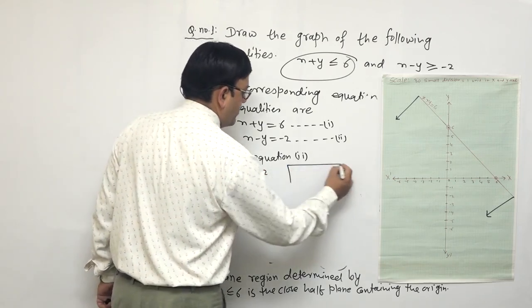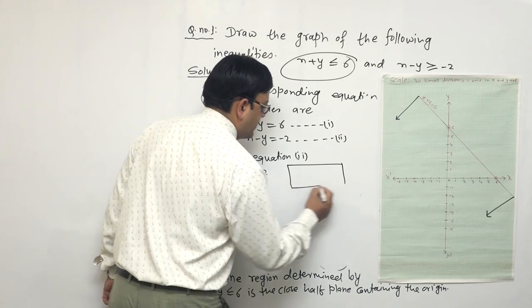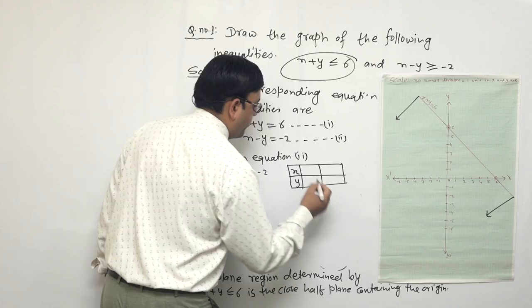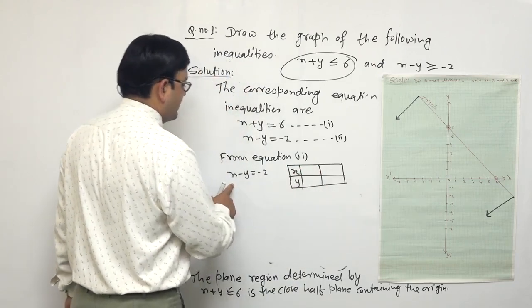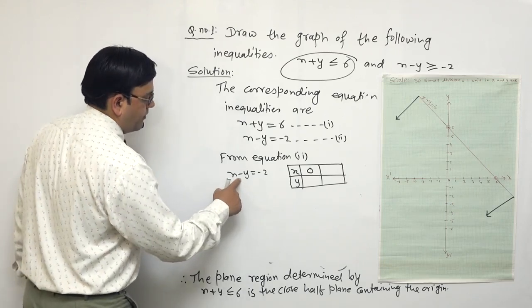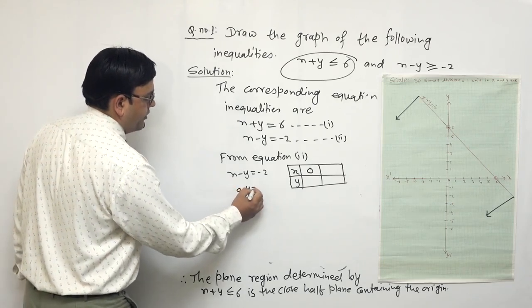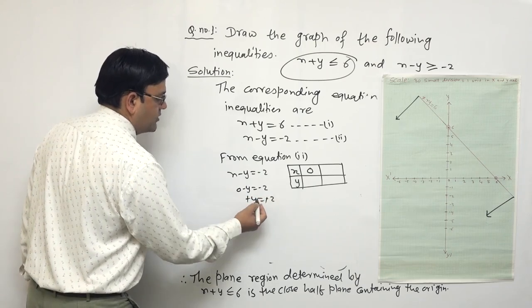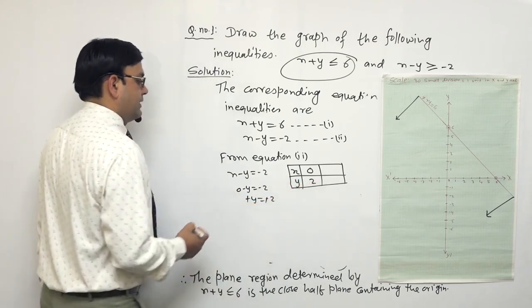So let us draw one table, and here we can write x and then here is y. So if we put the value of x as 0, then y is here 0 minus y is equal to minus 2, and then minus y is equal to minus 2, so minus minus cancel, y is equal to 2, we can write like this.